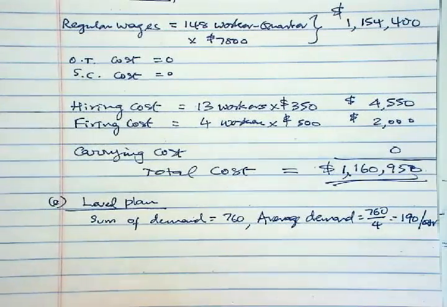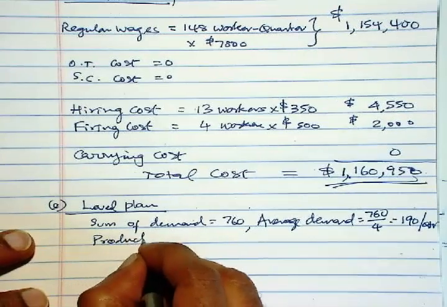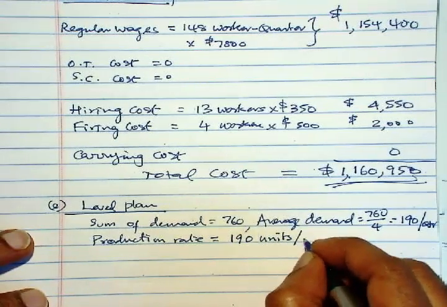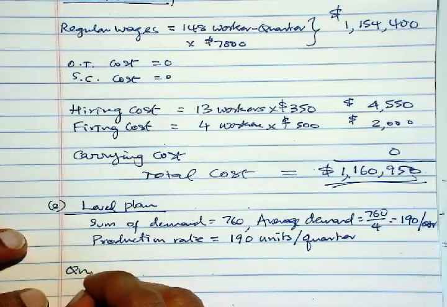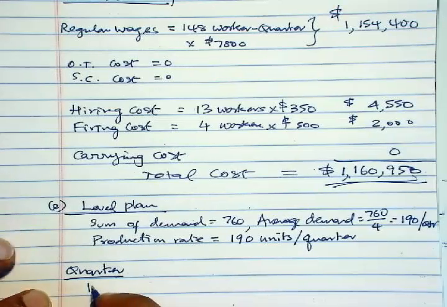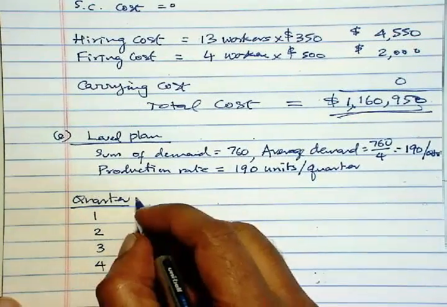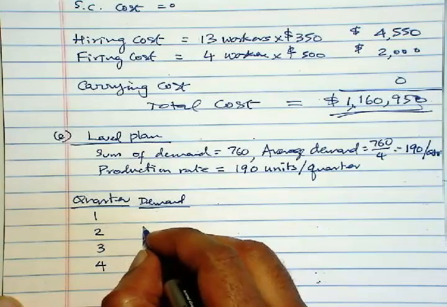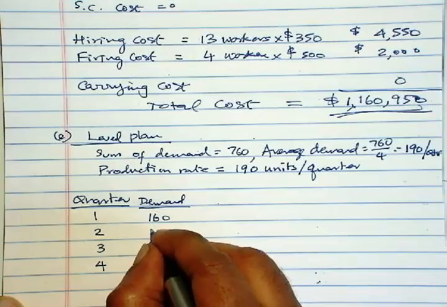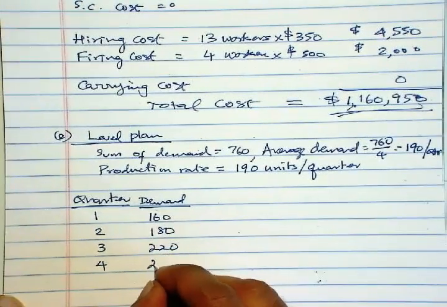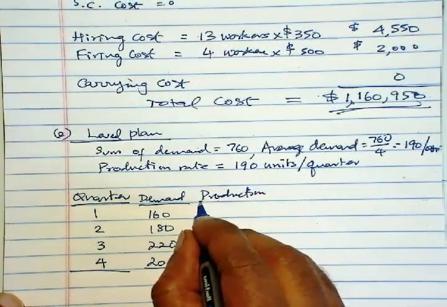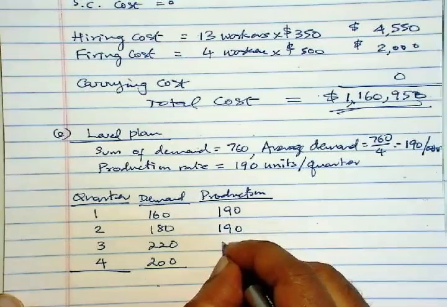So in level plan, what we have to do is to set production rate as that average demand, 190 units per quarter. We will have 4 quarters. So we have demand 160, 180, 220, and 200. Now production is constant, 190, 190, 190, and 190.